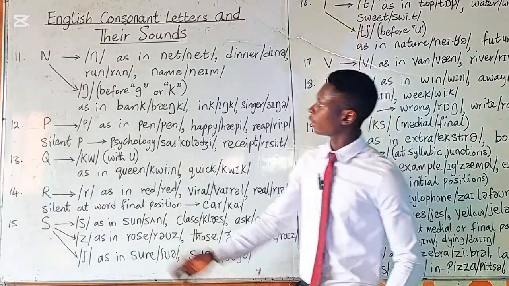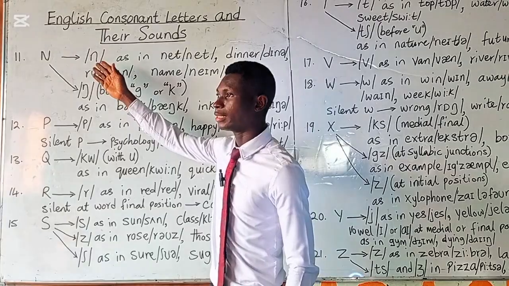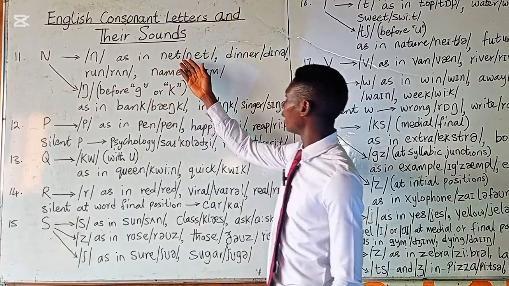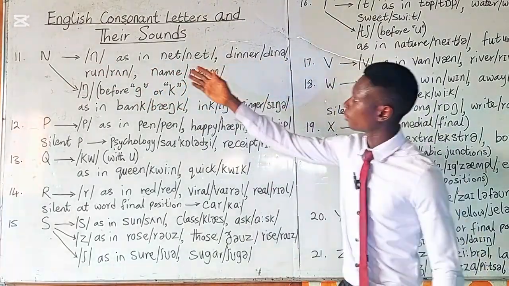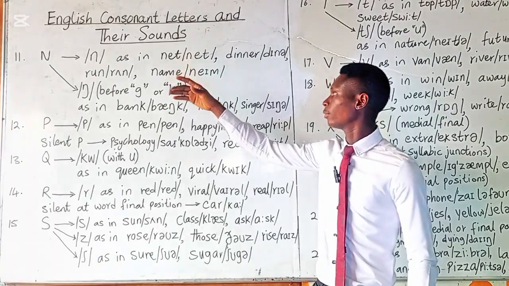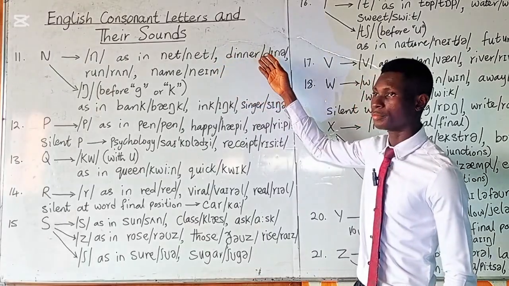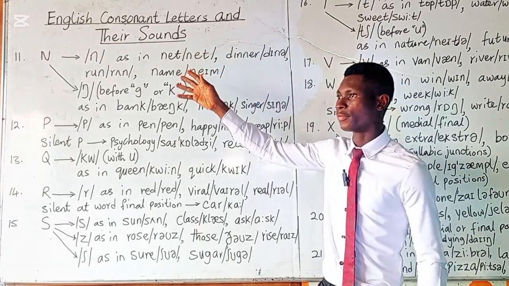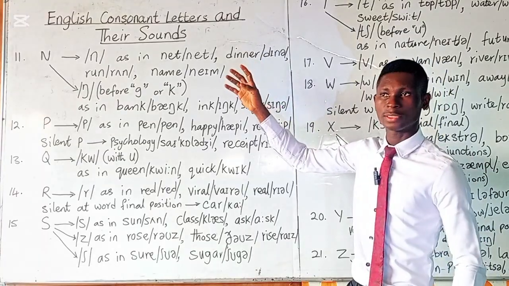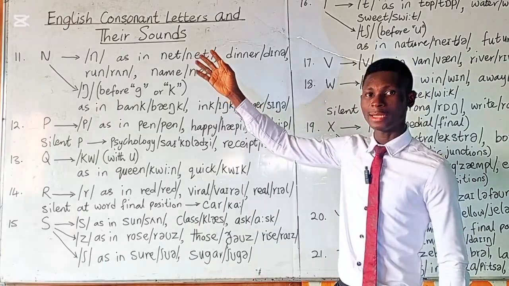So let's begin with the consonant N. We have letter N, which represents the alveolar nasal sound, as in net, dinner, run, name. So we can have the sound at the beginning of a word, that's word initial, word medial position, and word final position. And they are always represented, notwithstanding the position, by the letter N.